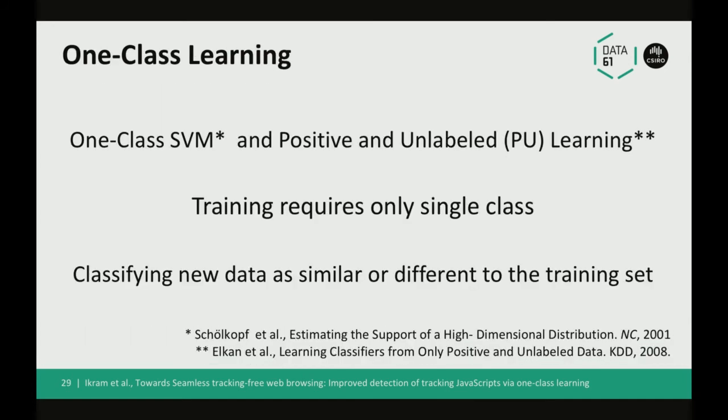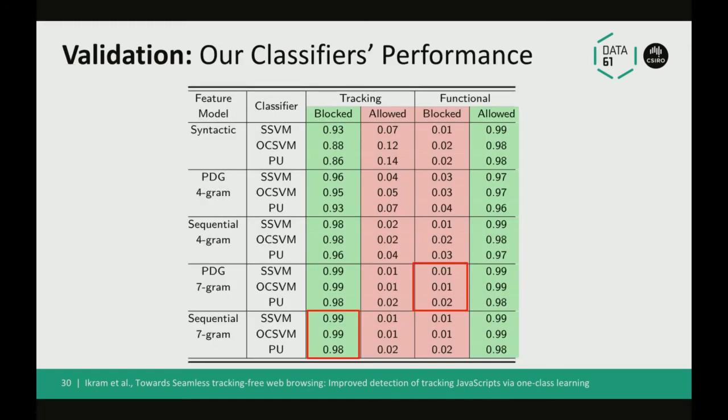I don't have too much time to go into the nitty-gritty detail of one-class SVM. For detail, you can consult our paper, or you can look into the references given here. The juicy part about one-class SVM, one-class learning, is that it can be trained with only one class, and it classifies new or test data depending upon its similarity to the trained data or its dissimilarity. So here is a little breakdown of our classifier performance.